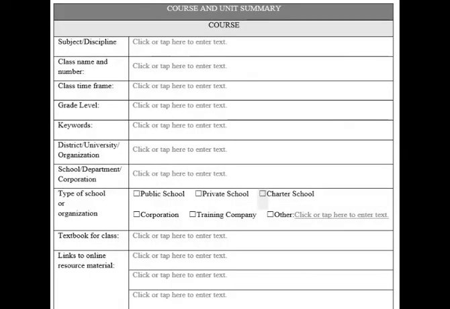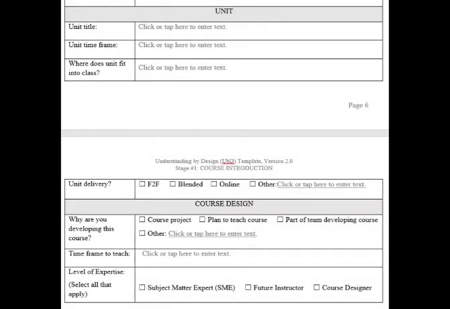So we're going to start off with the course introduction. Here is where you are going to fill in the information for your course. This could be a course that you're updating, or it could be a course that you're creating from scratch. Now we're going to fill in some information about the unit specifically. So this is going to be the title, about how long it's going to take, and if there's any particular area that the unit fits into your general class.